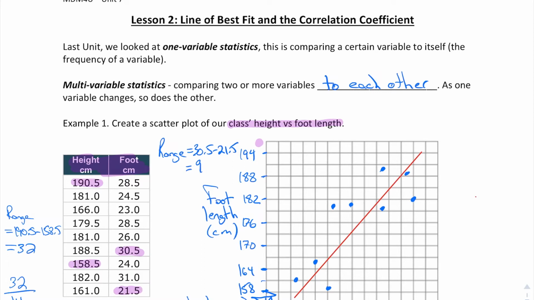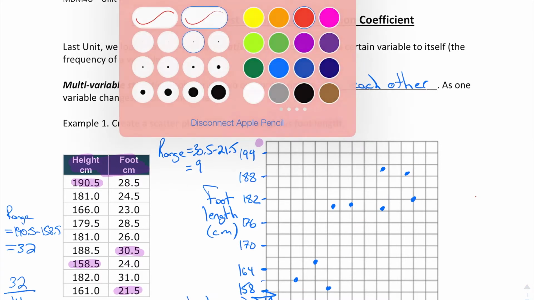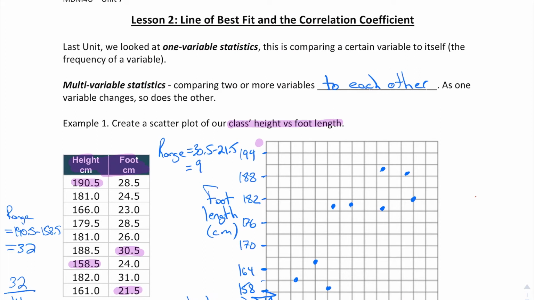Again, I've already plotted this in, but you can take a moment to plot that. I'll just delete this line of best fit. We end up with this relationship here, and you can notice there's kind of a trend. And this is what we're looking for in two variable statistics. We're looking for trends in data. In this case, it's obvious that your height is somewhat related to foot length. It's not always the case, but there is a pretty strong relationship here.